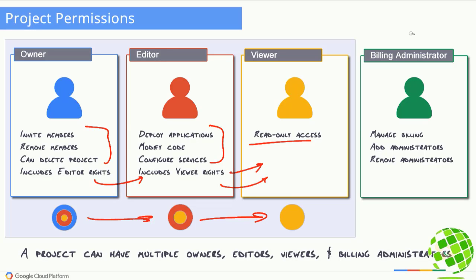We also have billing administrators. These are the folks that can manage billing, and they can add more billing administrators or remove billing administrators. And so this isn't really a part of the project, more just a part of the billing area of the project. But a thing to note is a project, yes, can indeed have multiple owners, editors, viewers, and billing administrators. And again, there'll be a best practice around having multiple owners that we'll talk about here at the end of the nugget. Now, let me take you over to the Cloud Console and show you a couple of things around permissions and how we can do this here inside of the Web UI.